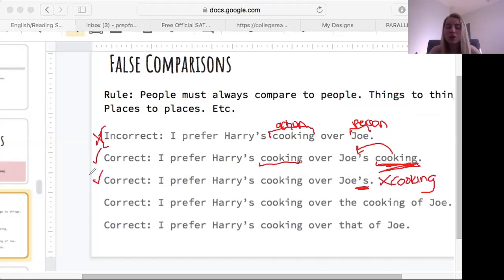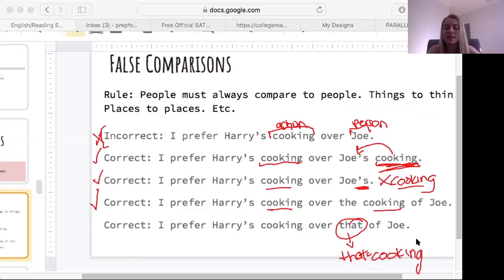Now we have another structure. We could say, "I prefer Harry's cooking over the cooking of Joe." Again, it's a little wordy, but it still works because I'm comparing the cooking to the cooking, just like I did the cooking to the cooking of all these others. So that's good. And now our last one is also correct, but notice this word "that." That is substituted in for cooking.